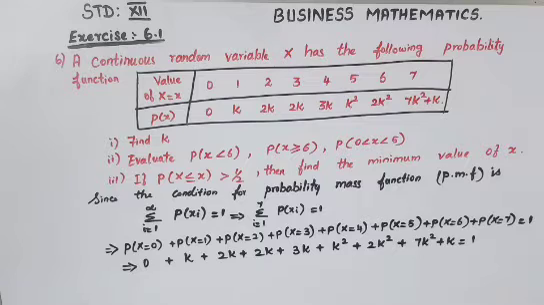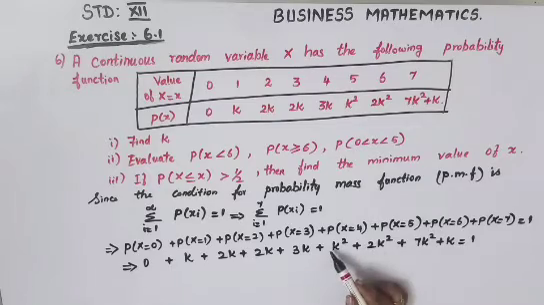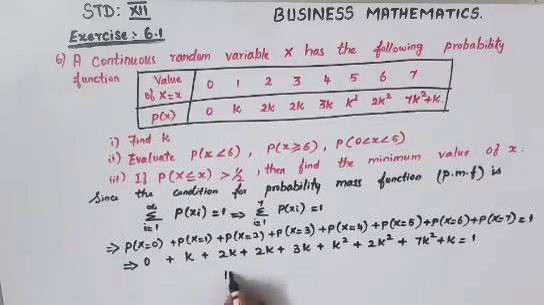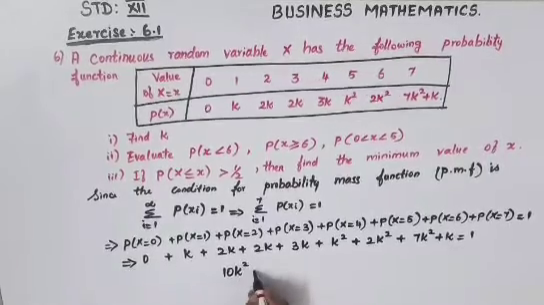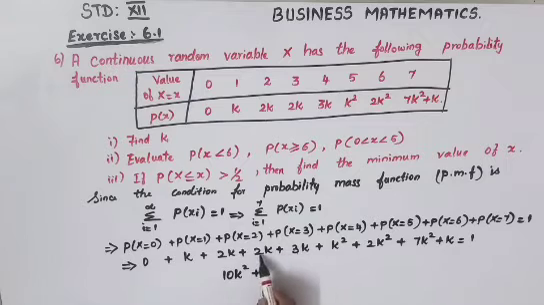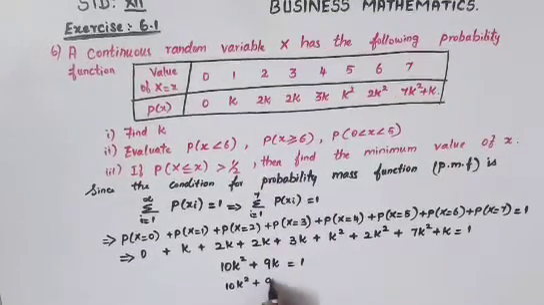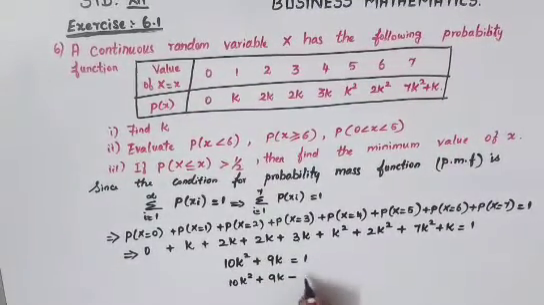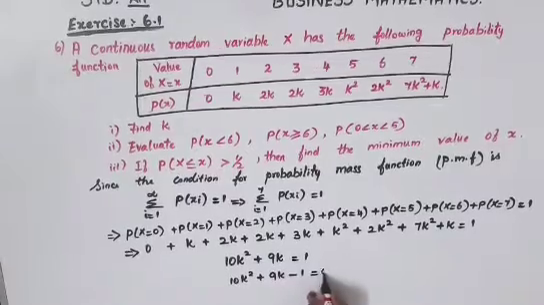So in the next line you will have to add your k square terms separately and your k terms separately. Square terms are 7, 2 and 1, so you will get 10k square plus, and here your k terms you will have to add: 3, 5, 7, here 1 is 8, and here one more is there, so 9. So 9k is equal to 1. So the next line is 10k square plus 9k, bring this 1 towards your left hand side, so it will become minus 1 is equal to 0.